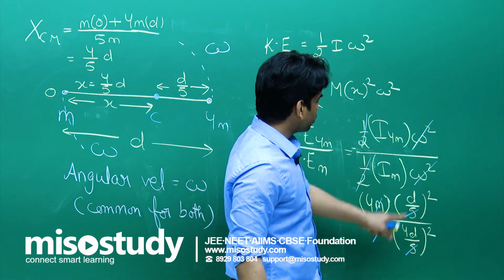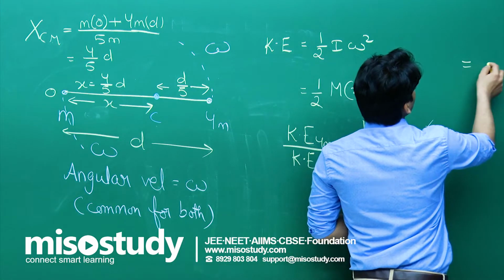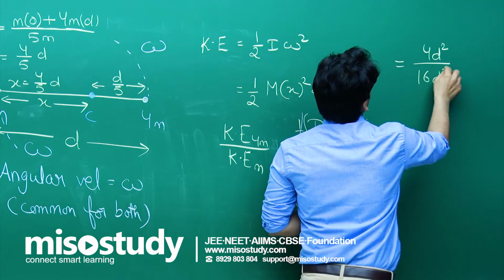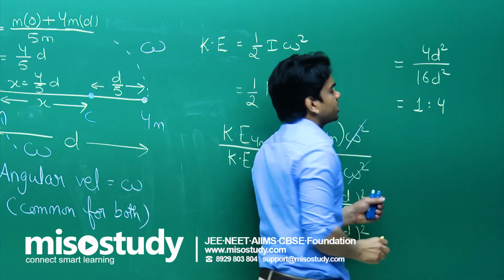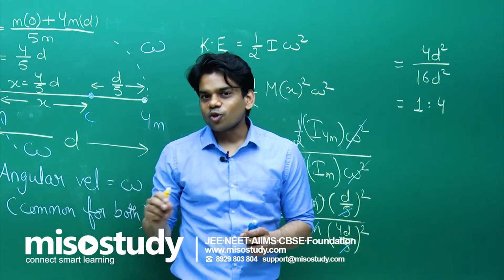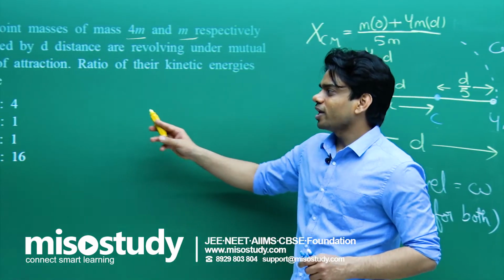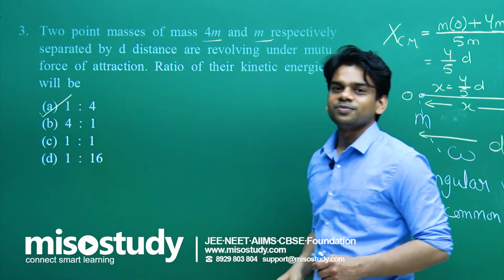You will be having 4d square divided by 16d square. This turns out to be 1:4. Quite simple, 1:4. That means the ratio of kinetic energies will be in the ratio of 1:4. Let's check the options. Option number A, that is 1:4, the first option, is the right answer.